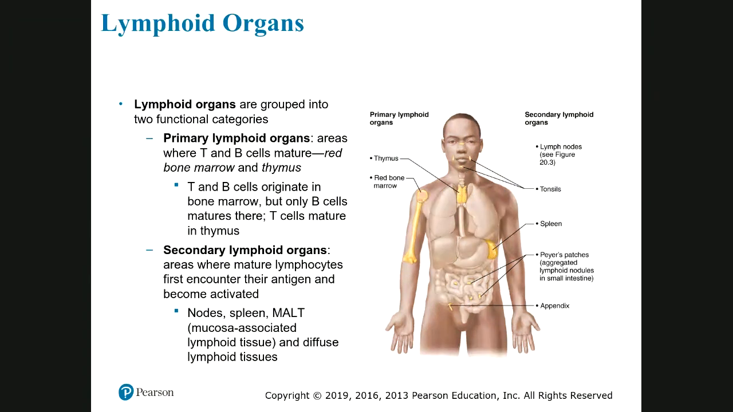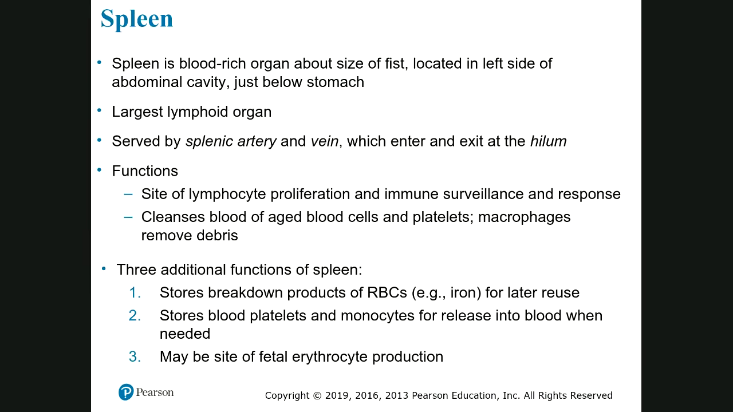Let's focus. I will come back to the Peyer's patches, which are the aggregation of lymphoid nodules in the small intestine. And I will come back to the appendix too. Let's focus on the spleen. The spleen is very, very rich in blood vessels. It's localized on the left side, as you can see here. That's the stomach over here, that's the liver. And below the stomach, that's the spleen on the left side.